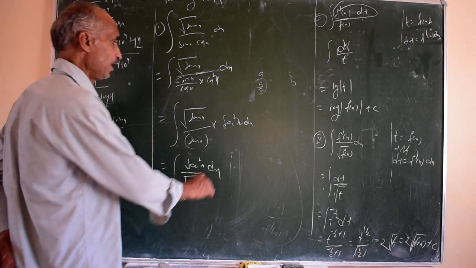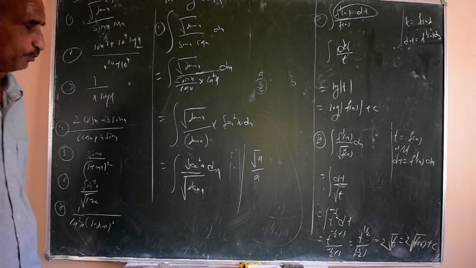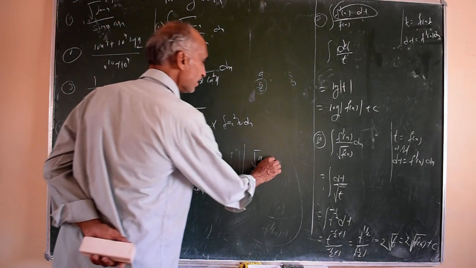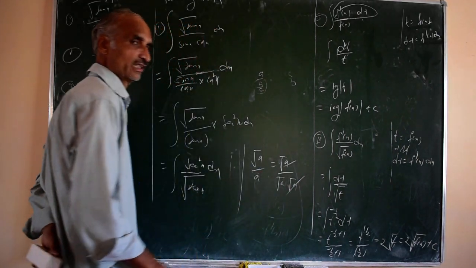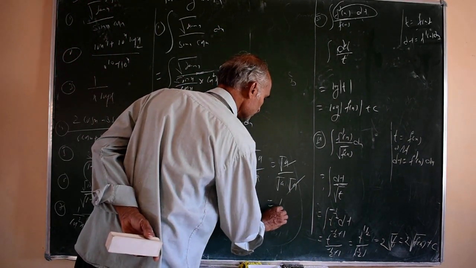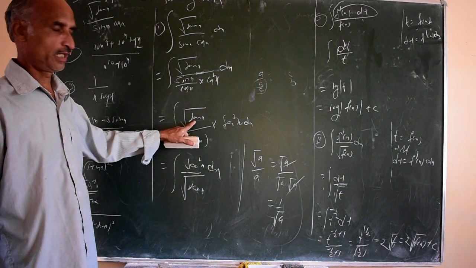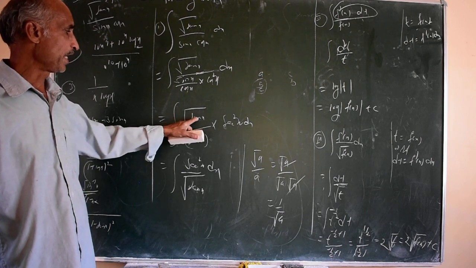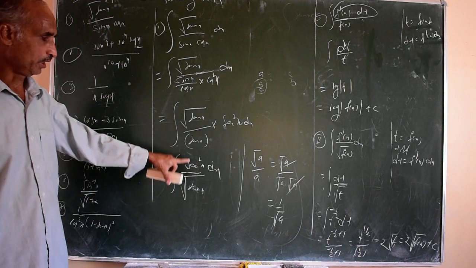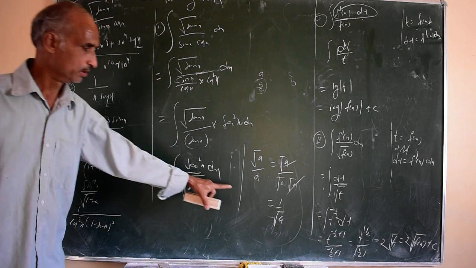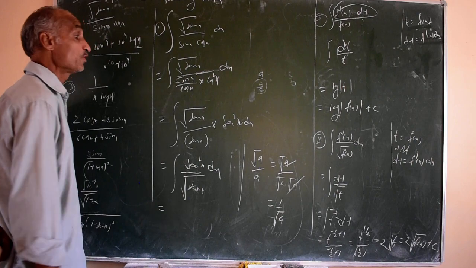Why is it root tan x? Root a by a is equal to root a upon root a into root a; one root a cancels, giving 1 by root a. That's why I have taken tan x as a in mind. Root a upon a is 1 by root a, which is 1 upon root tan x. Here a means tan x.